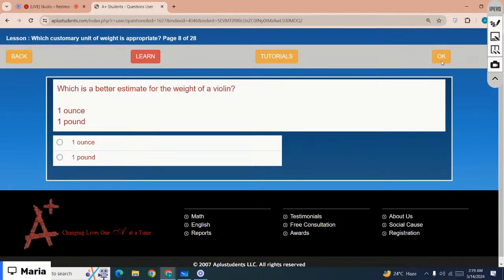Which is a better estimate for the weight of a violin? 1 pound, 1 ounce. Which is the correct option? Violin, right? That must be 1 pound. 1 ounce is too little for the violin, right?